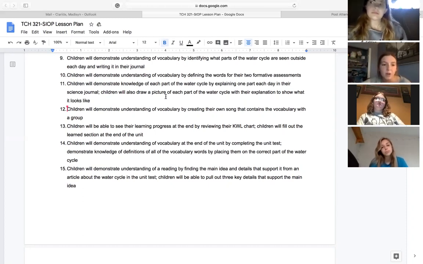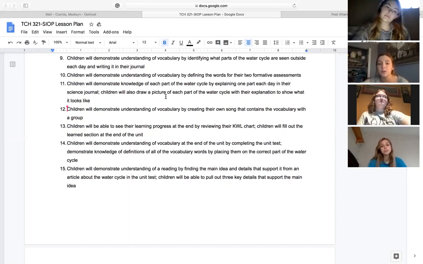And then number 12, children will demonstrate understanding of vocabulary by creating their own song that contains the vocabulary with a group. So they don't have to do it on their own. They're working with other people. And then they've been looking at the song throughout the unit. So then they're going to be using their knowledge to create their own.